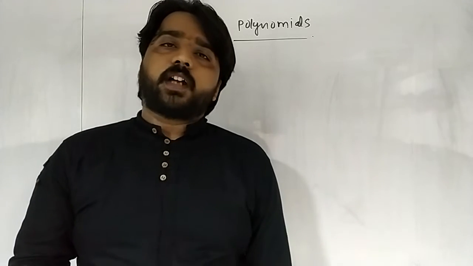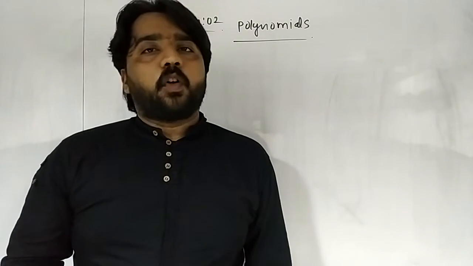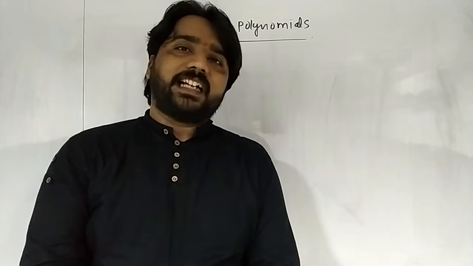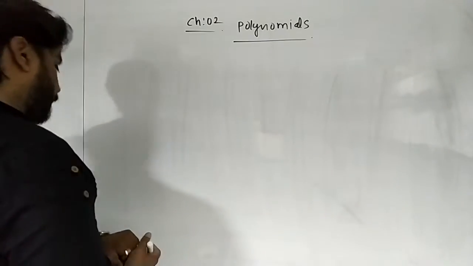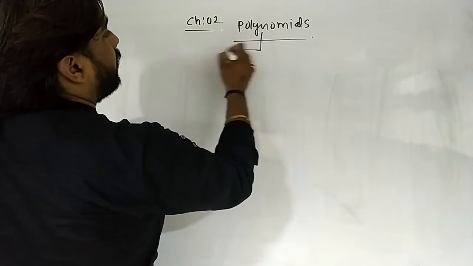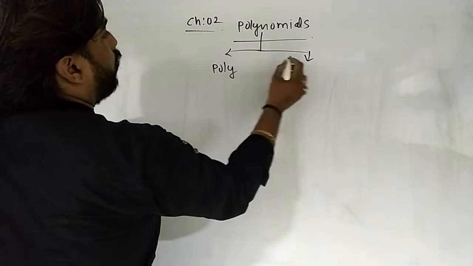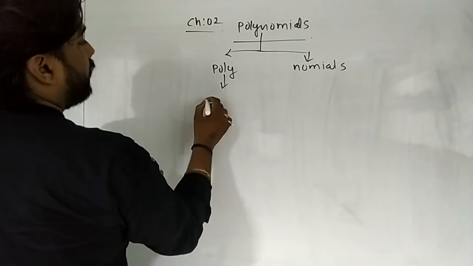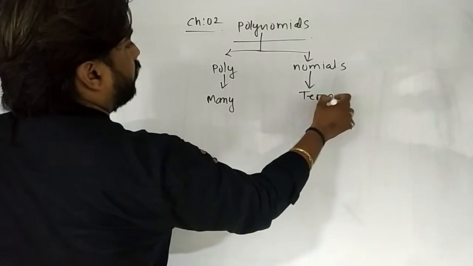So before starting the new chapter, that is chapter number 3, let me recall the things that we have learned in this chapter. हमने ये पूरे चैप्टर में जो सीखा है in chapter number 2, let me do the quick revision of it. So first of all, the name of the chapter is polynomials. It means it is divided into two parts, that is poly and nomials. Poly means बहुत ज़्यादा, many, and nomial means terms.